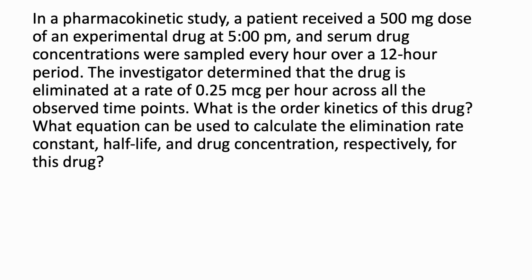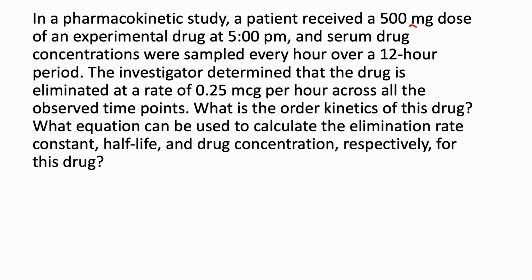Question. In a pharmacokinetic study, a patient received a 500 milligram dose of an experimental drug at 5 p.m. and serum drug concentrations were sampled every hour over a 12-hour period. The investigator determined that the drug is eliminated at a rate of 0.25 microgram per hour across all the observed time points. What is the order kinetics of this drug? What equation can be used to calculate the elimination rate constant, half-life, and drug concentration, respectively, for this drug?